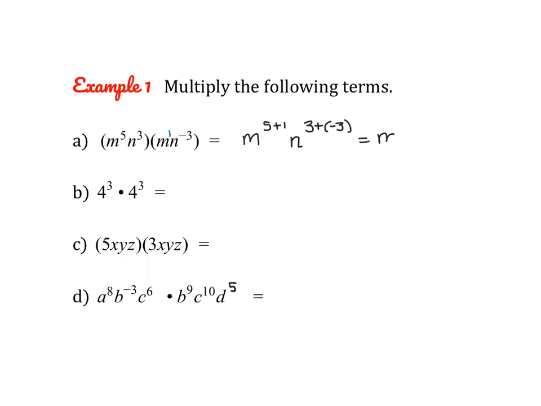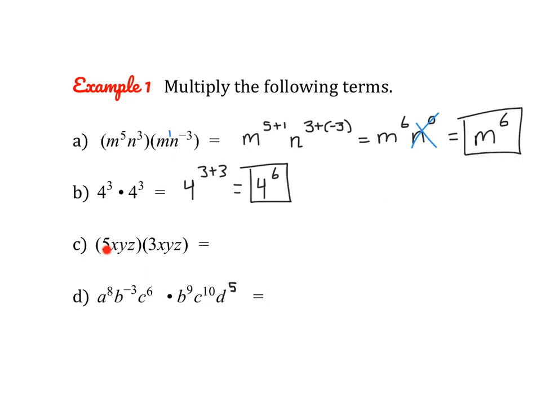So 5 plus 1 is 6, so m to the 6th power. And then n to the 0 power. Remember, anything to the 0 power becomes 1, so it essentially will disappear because multiplying by 1 doesn't change anything. So our answer is m to the power of 6. All right, for the second one, we have the same base, so we can add up the exponents. So we have 4 to the power of 3 plus 3, which is just 4 to the power of 6.